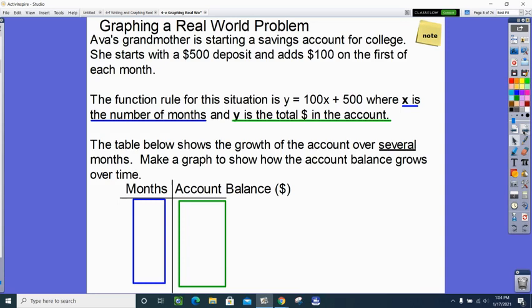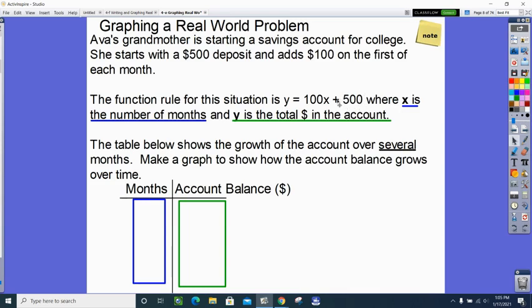So let's say that Ava's grandmother is starting a savings account for college, and she gives Ava an initial deposit. So here, it's $500. As time starts, she goes to the bank, she puts $500 in. And then every month, the first of the month, she's going to add 100. Now, I am giving you the function rule right here. Pretty soon, you're going to have to write that from words, but notice that 500 happened once. So see how the 500 is not attached to the variable. It's a constant. It doesn't change.